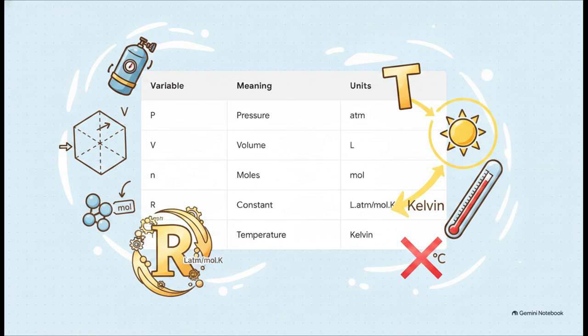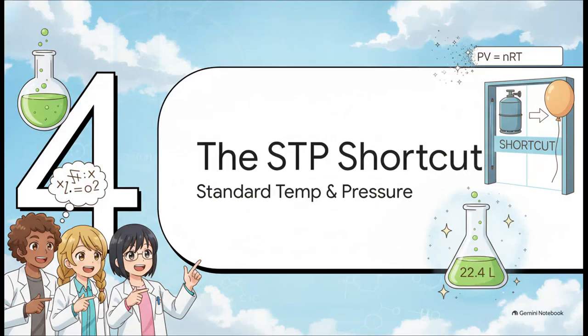But listen, the absolute golden rule here, and literally the number one place where people trip up and make mistakes, is the temperature. Whenever you touch this equation, your temperature must always be in Kelvin. Absolutely no Celsius allowed. Up next, Section 4: the STP shortcut, standard temperature and pressure.